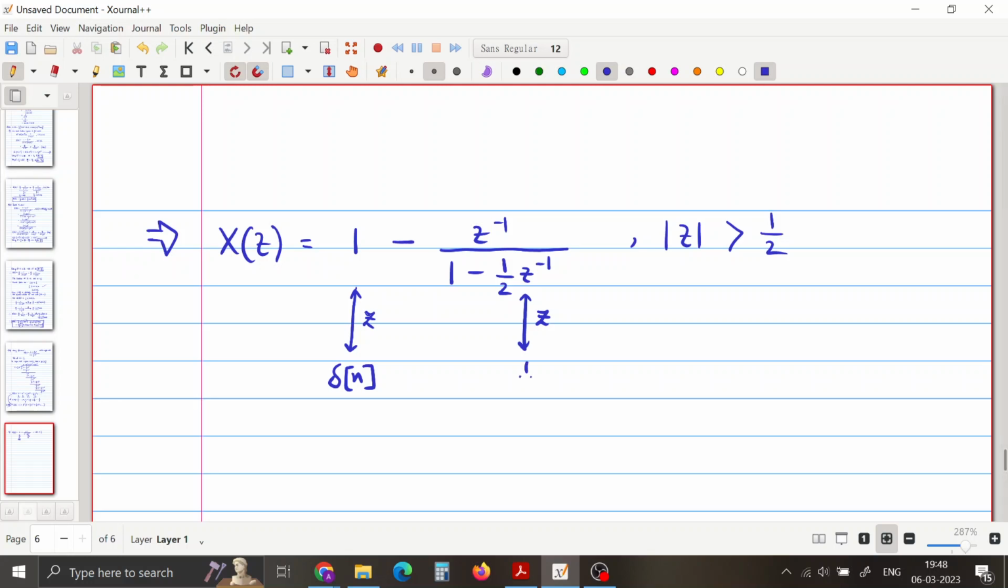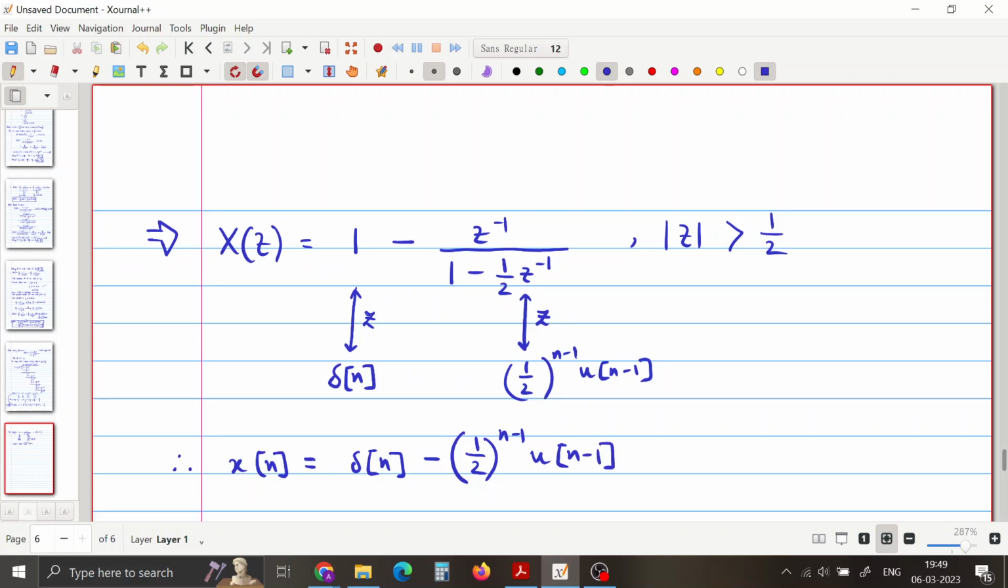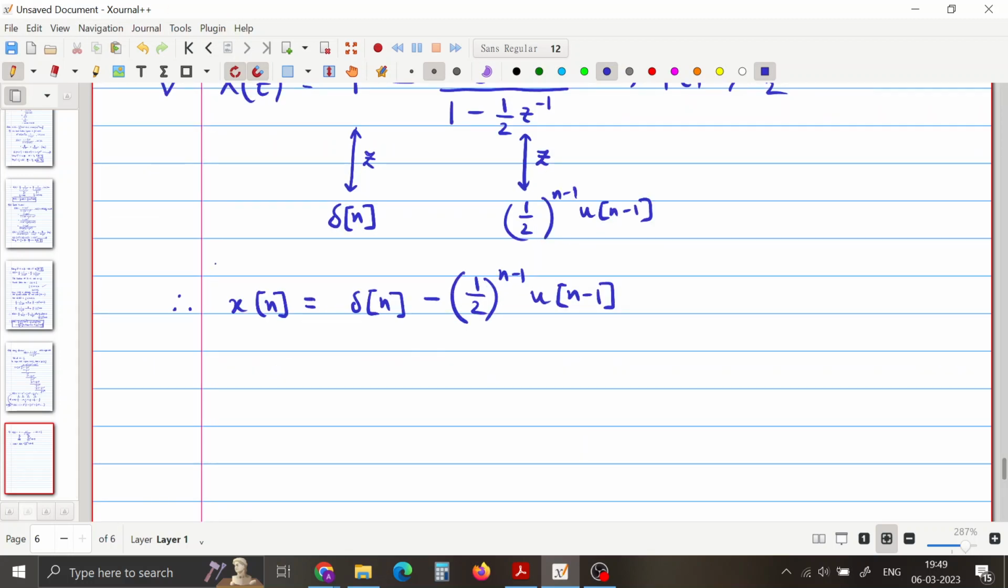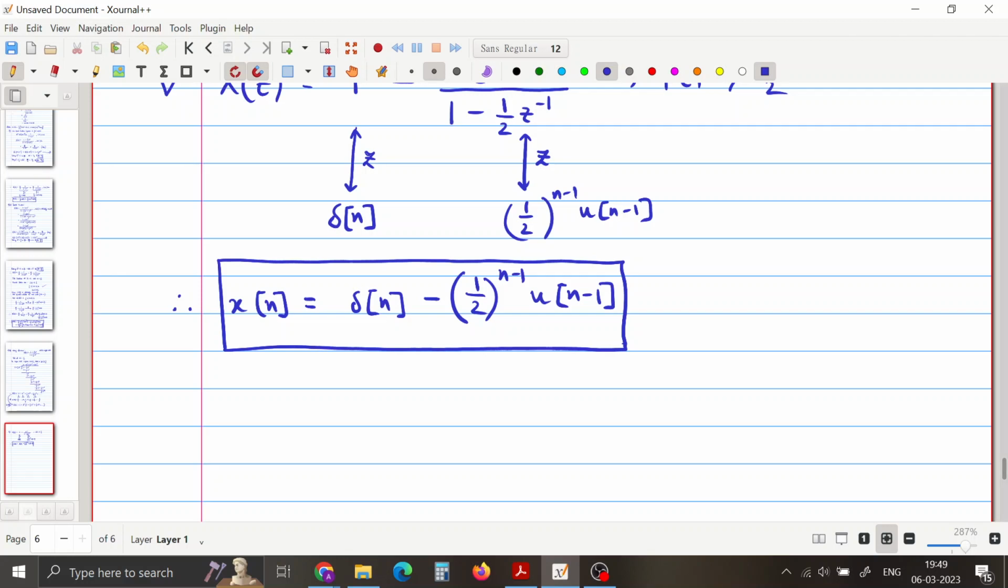so this is half to the power n minus 1 times u of n minus 1, right? So therefore our overall x of n is simply, by using linearity we can write, okay. So this is our final answer.